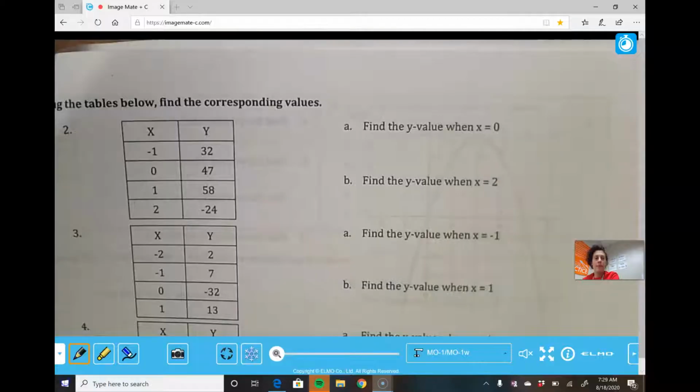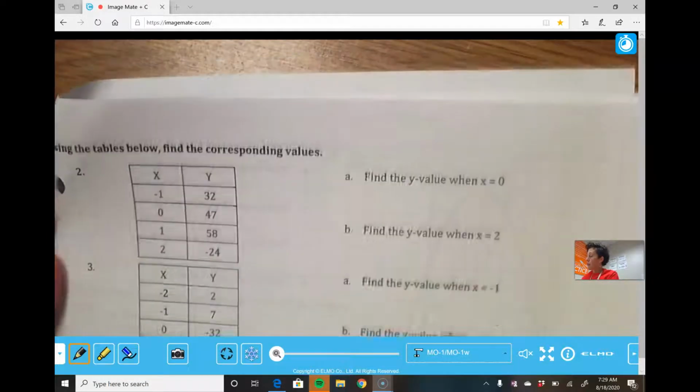There we go. Okay, so let's do a practice. You're going to be seeing this in the assignment that you will be turning in, something very similar to this. So we're going to be looking at tables and some equations and some graphs. And if you're given the input, do you know the output? Or if you're given the output, do you know the input? Okay. So question 2, we've got an A and B.